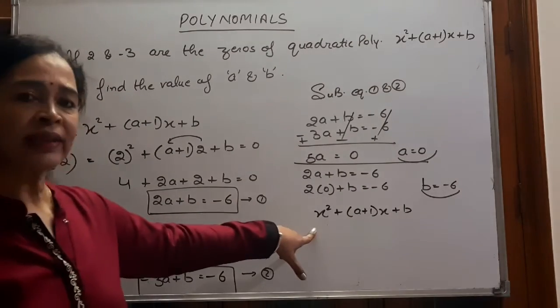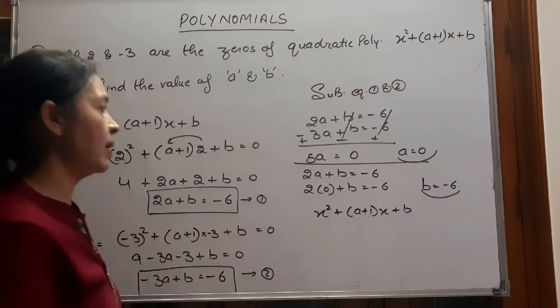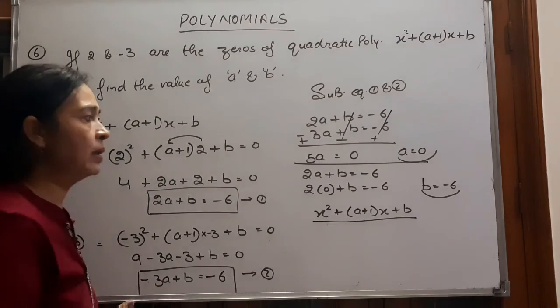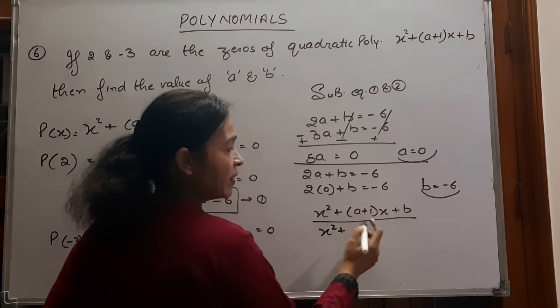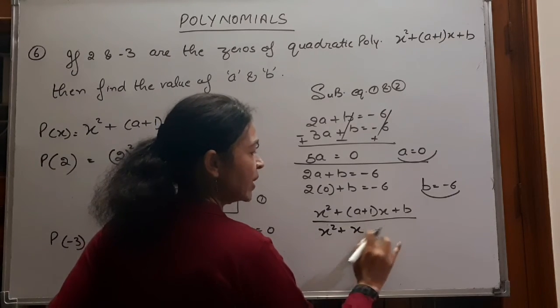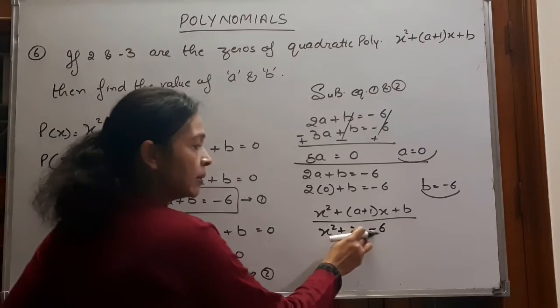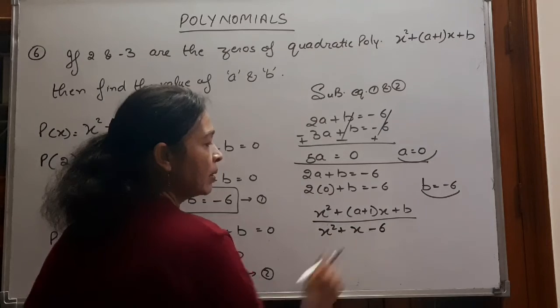You don't have to do this in your exam. This we are doing only to check our answer. This is our polynomial which was given. Let's put the values that we have taken out. In place of a we will write 0, 0 plus 1, 1 x plus b. In place of b we will write minus 6. This is our polynomial. Let's find out the zeros.